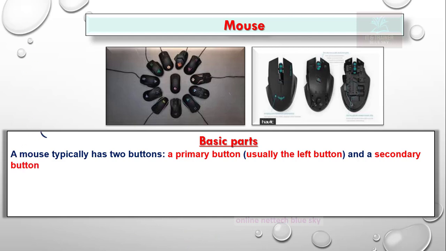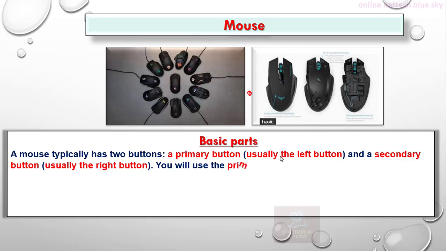So a mouse typically has two buttons. A mouse has only two main buttons. The primary button. So what is the primary button? Your left side button. Left is your primary button. You double click to open a folder, click on the start menu, click on file open. That is the primary button.